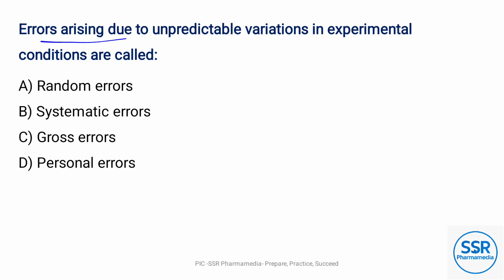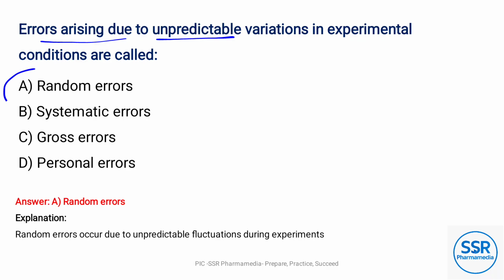Error arising due to unpredictable variations in experimental conditions are called. So it is unpredictable, so it means random errors. Option A, it's a random error. Random error is due to unpredictable fluctuations. It occurs due to fluctuation during experiments. So accidental, this may happen, this random error.